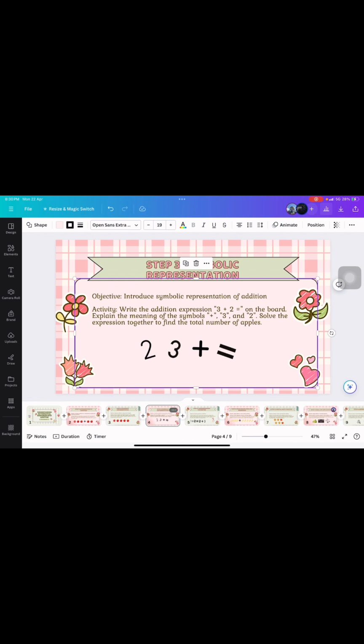We get 5. This step connects the physical demonstration of addition with its symbolic representation, reinforcing the understanding of addition as combining quantities to find the total.